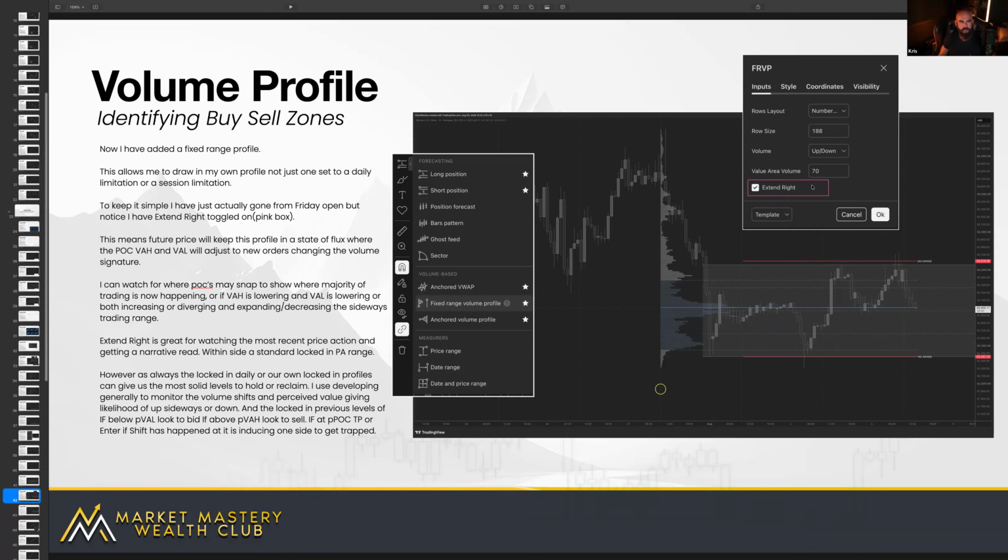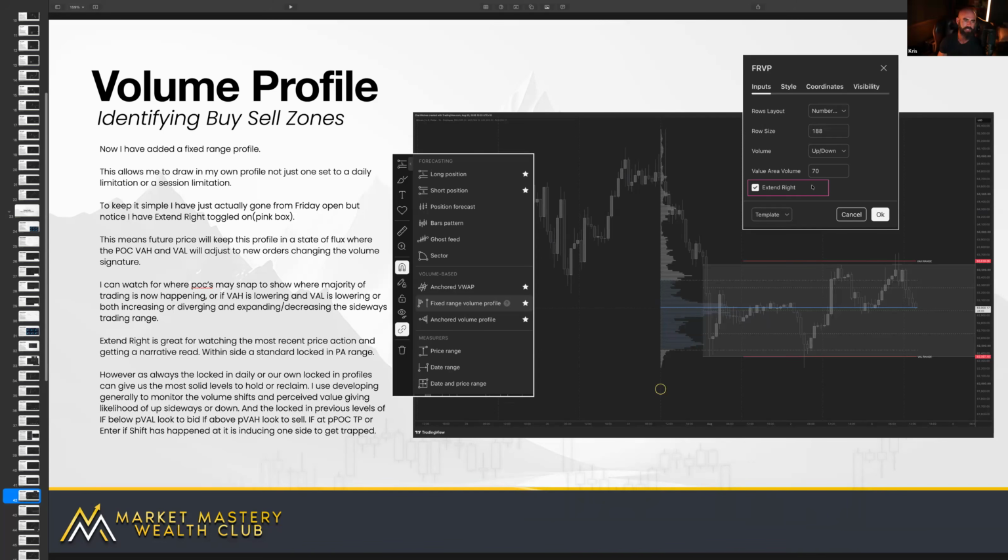I can watch for where the POC may snap to show where the majority of trading is now happening, or the value area high is lowering and the value area low is lowering. That's what I just explained. Or increasing, or diverging. It's getting a wider trading range or a more narrow trading range, decreasing the sideways trading range. So that's what we were discussing when I first started tonight, how the two anchored VWAPs are intercepting now, they're converging, and that's going to create some volatility where it can snap to either side potentially.